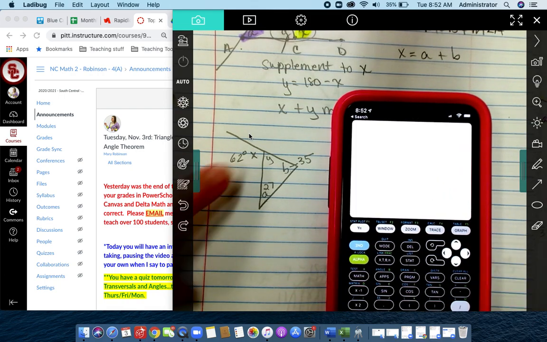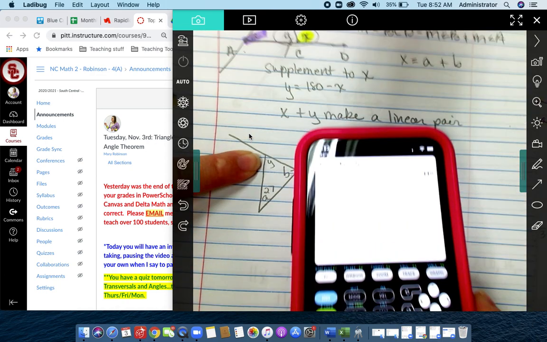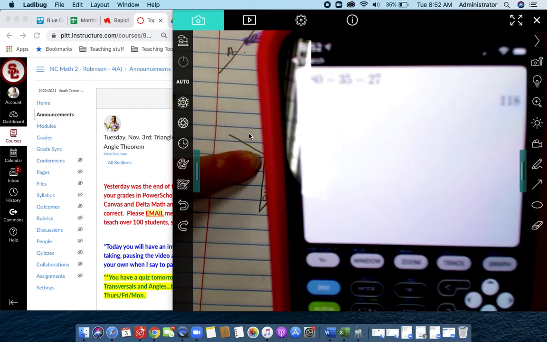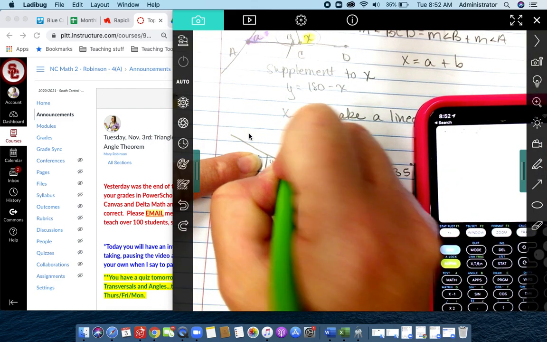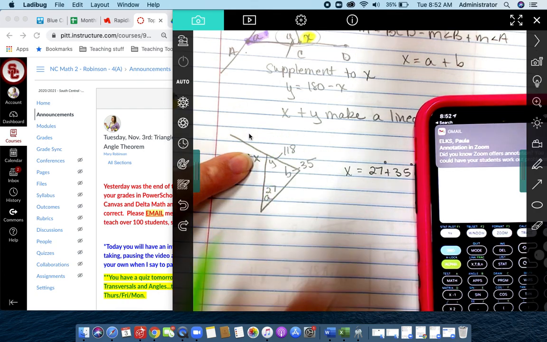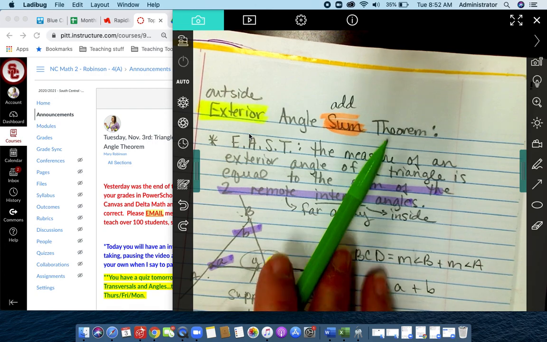So for this one here, if I wanted to know y, that would be 180 subtract 35 and 27. See if y'all could see it, 180 minus 35 and 27 is 118. So y is 118, and then because these are a linear pair, I could also do 180 minus 118. So a couple different ways. So this is the exterior angle sum theorem.